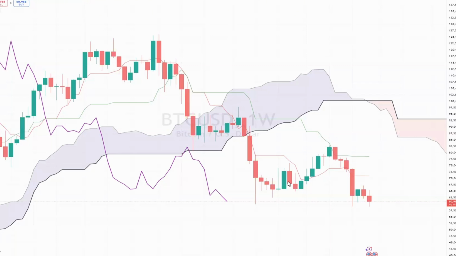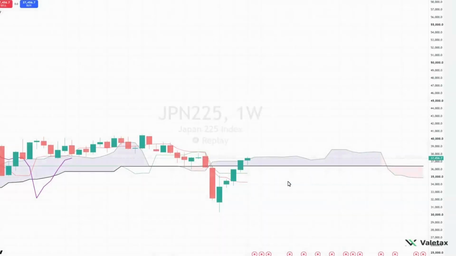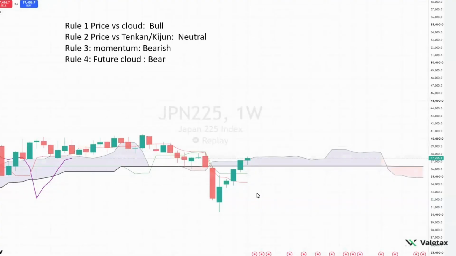So now what we're looking for is 3 out of the 4 rules, and then we're going to do a breakout trade for the 4th rule to become valid. Okay, so let's go for another example here. This is the Japanese market here, okay? And over here, you could see, what are the rules?